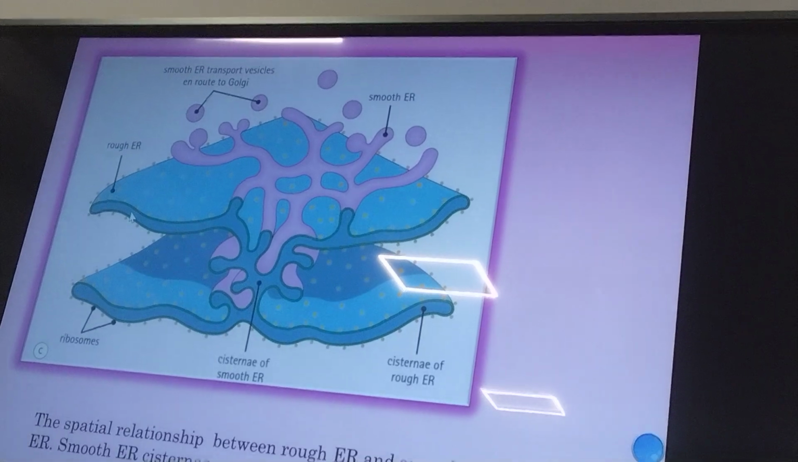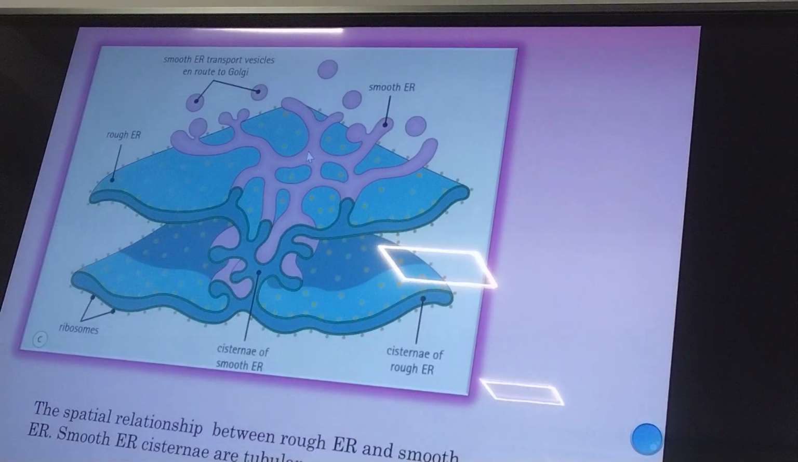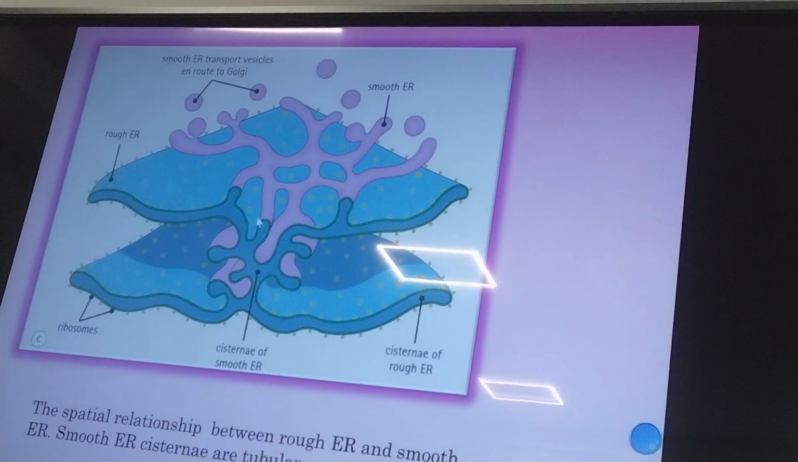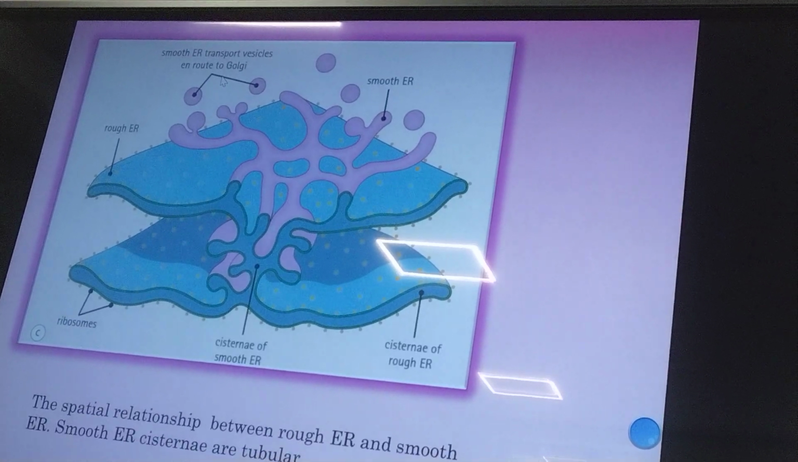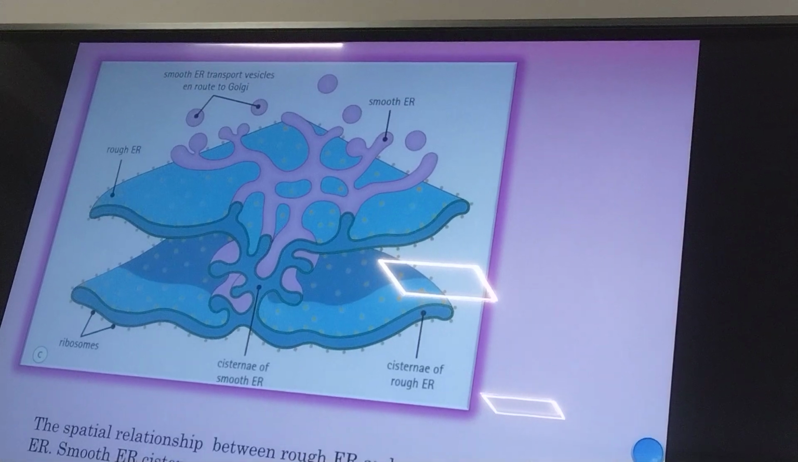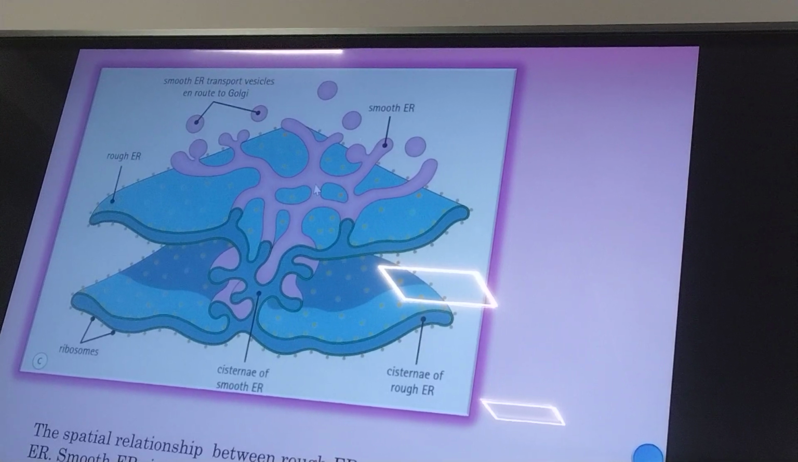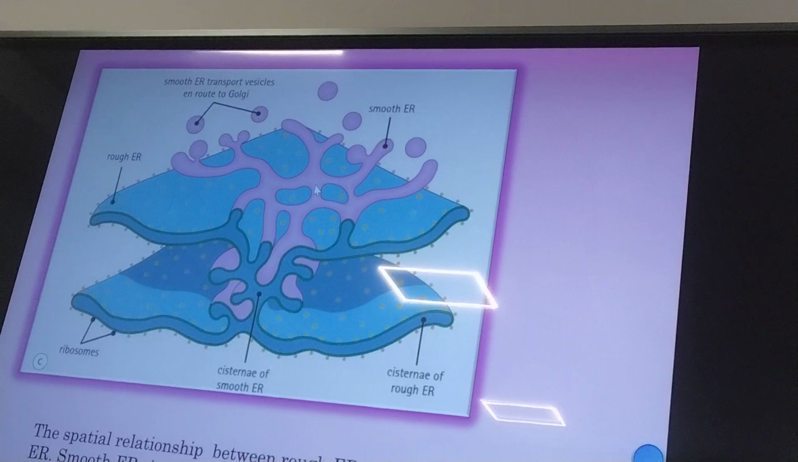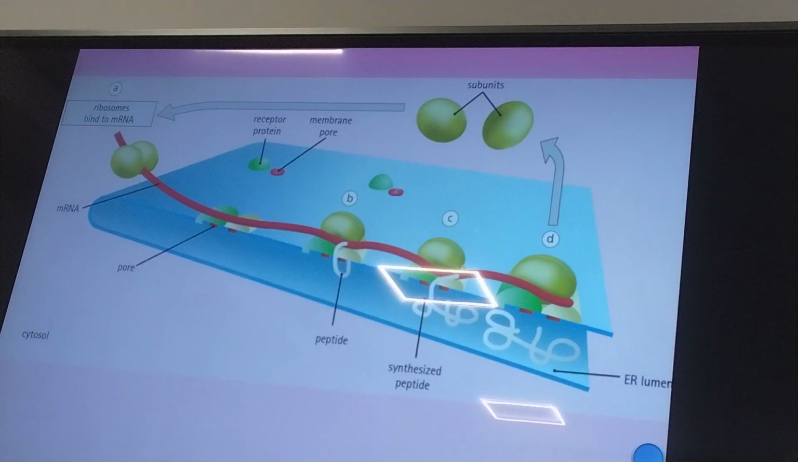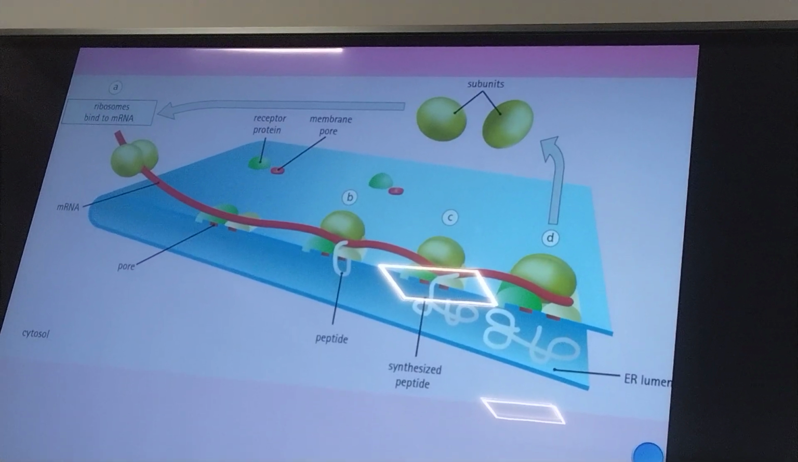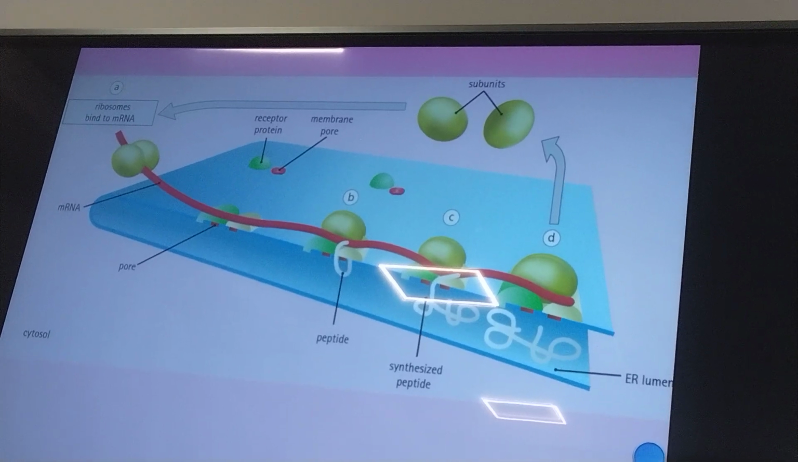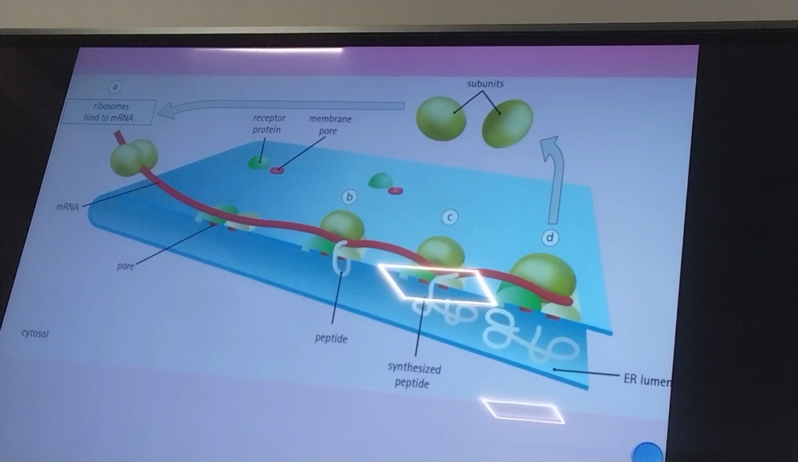This is the relationship between rough and smooth endoplasmic reticulum. You see, smooth endoplasmic reticulum transports vesicles to the Golgi apparatus, and then here we have tubular cisterns, and their surface is smooth without ribosomes. That's it. Okay, how does the protein synthesis occur on the rough endoplasmic reticulum?